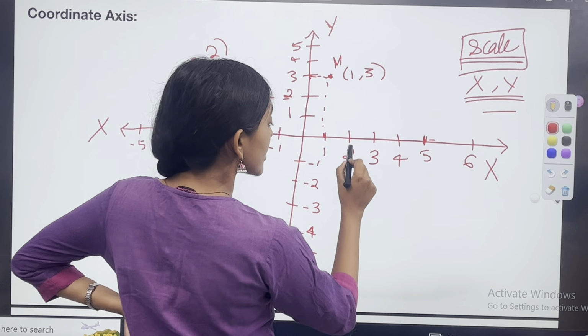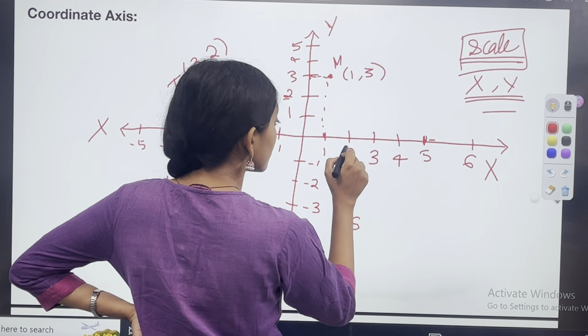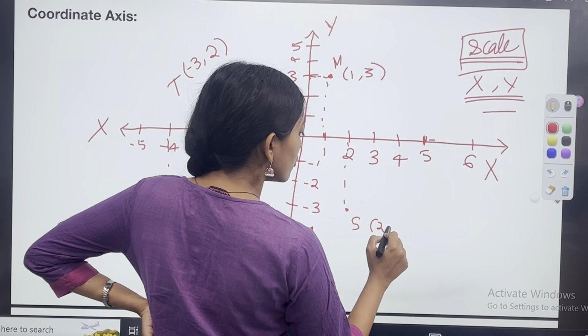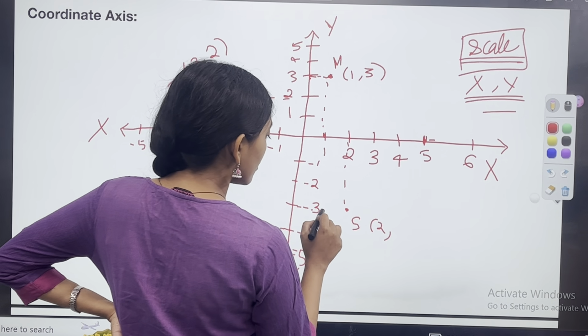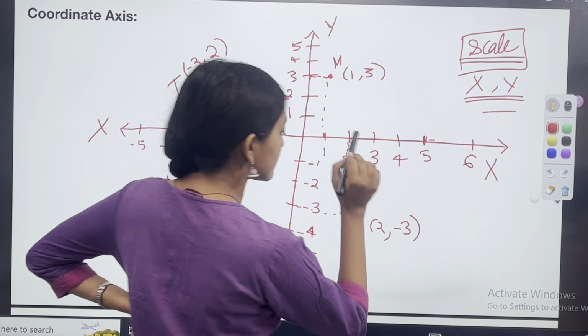So, we are trying to find the x coordinate first. You draw a line here. You don't need to draw it if you're able to see it right here. It is 2. So, it is 2, comma. You are drawing it from the y-axis, it is minus 3, so it is 2 comma minus 3.